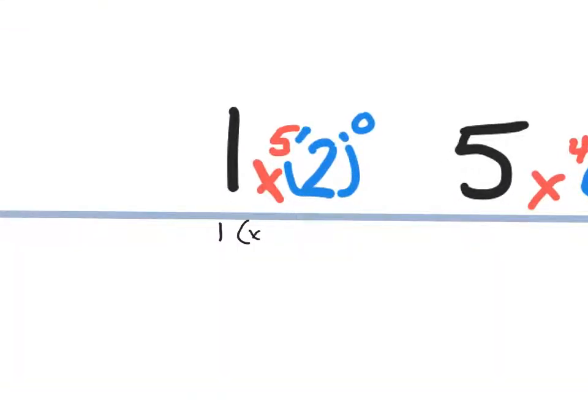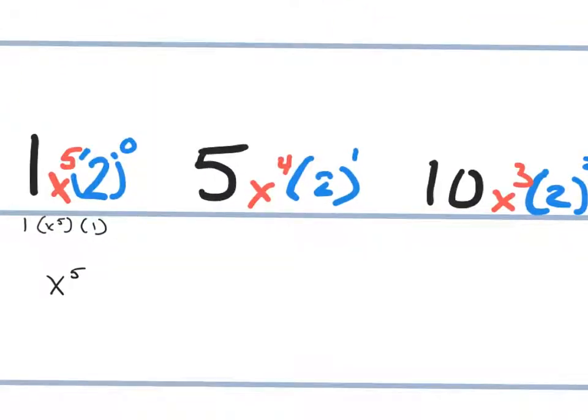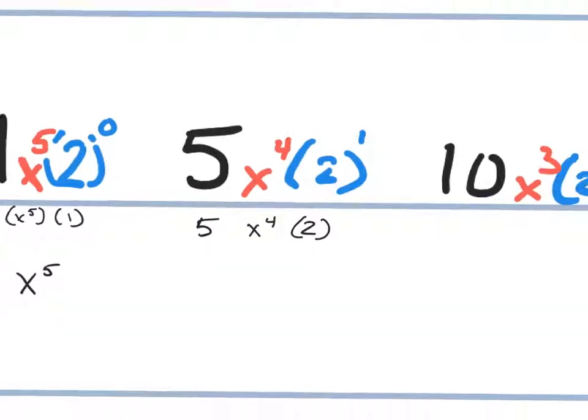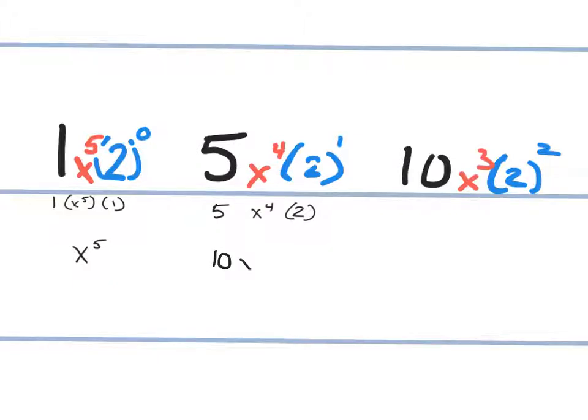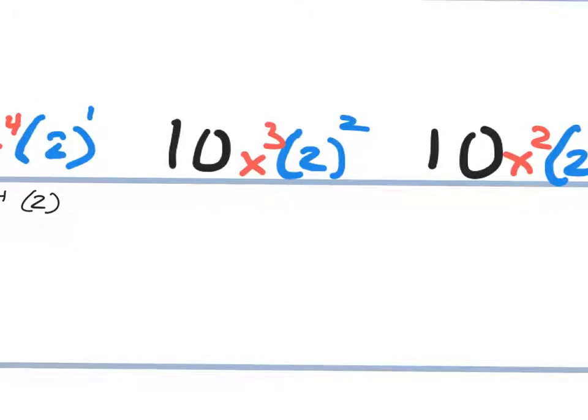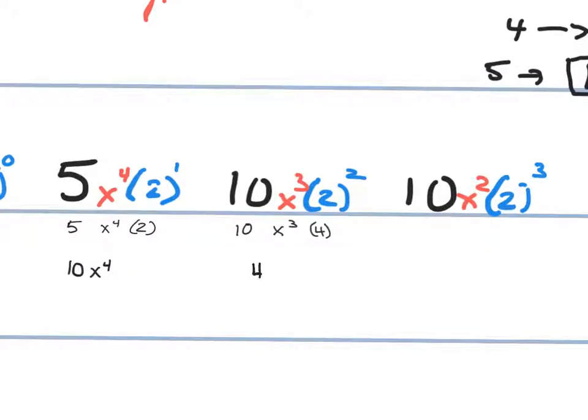1 times x to the fifth power times 2 to the 0, and 2 to the 0 is 1. So this becomes x to the fifth power. Here we've got 5 times x to the fourth power times 2 to the first power, which is just 2. So 5 times 2 is 10, times x to the fourth is 10x to the fourth. Now we've got 10 times x to the third times 2 to the second power, which is 4. So 4 times 10 is 40, times x to the third is 40x to the third.